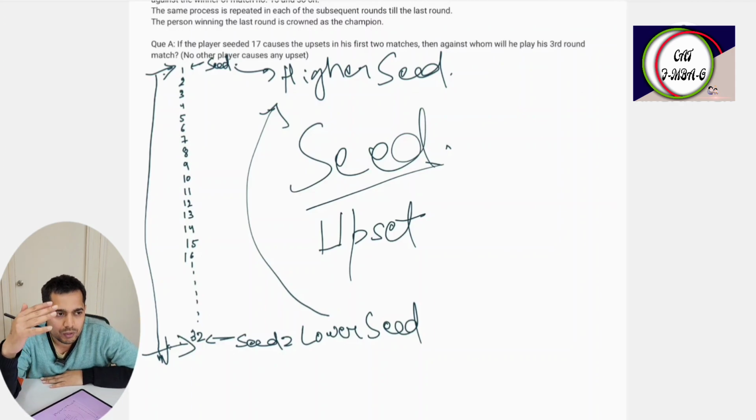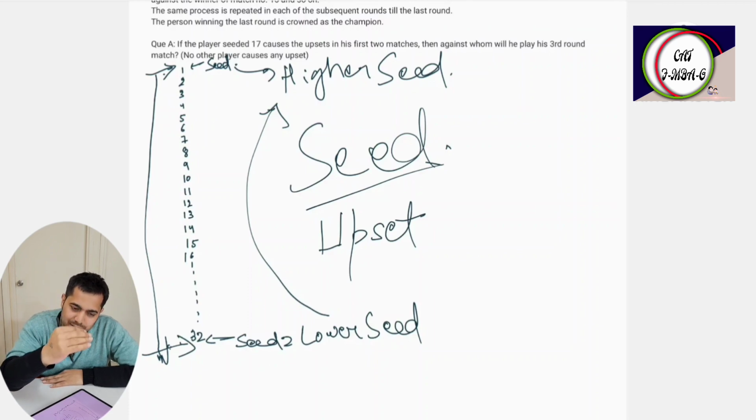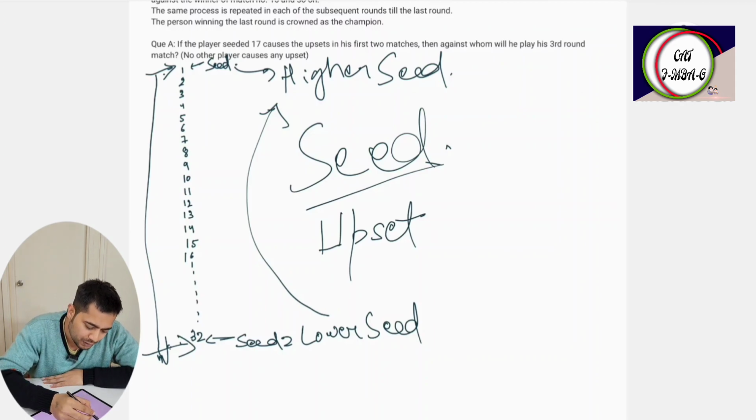Seeds, what are seeds? The players are different seeds. The players with higher ranking, like 1, 2, 3, 4, are higher seeds. The players with lower rankings, like 22, 23, 24, as the number increases, the seed becomes lower. When the lower seed defeats the higher seed, it is known as an upset.